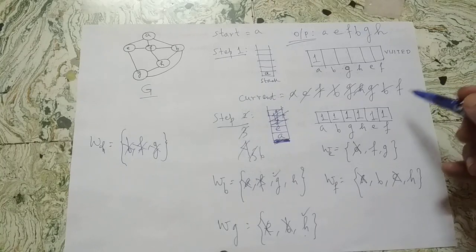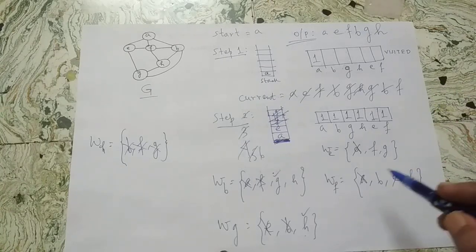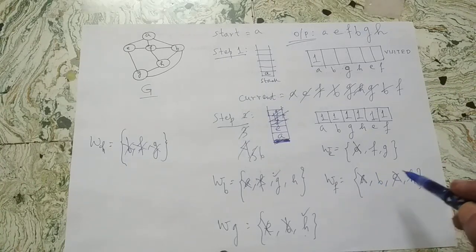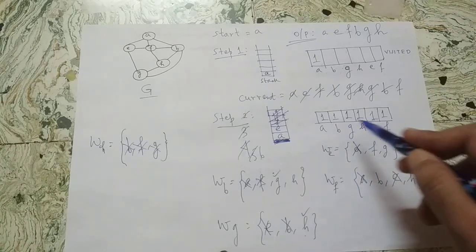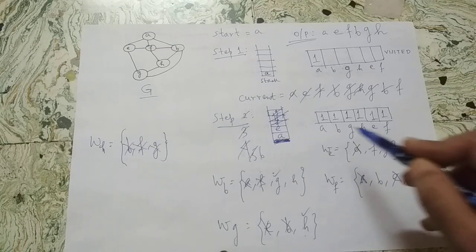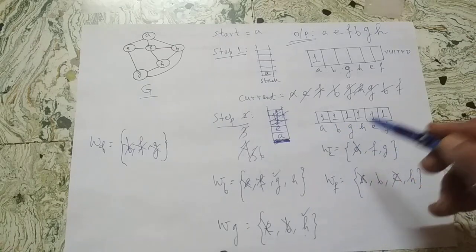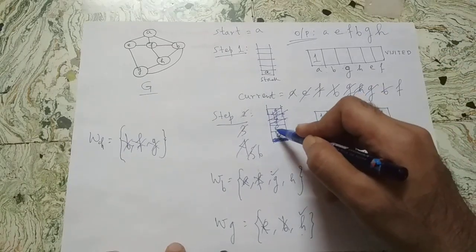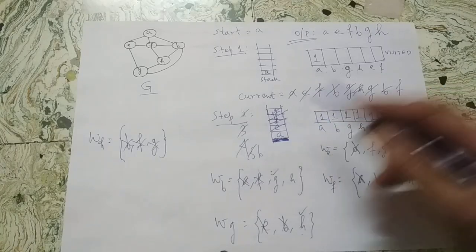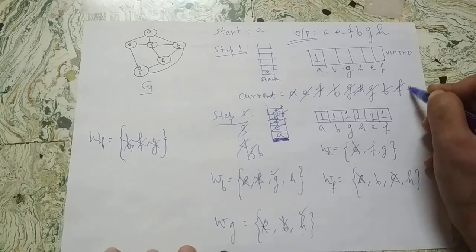Now you look at the adjacent vertices of F. The adjacent vertices of F are A, B, E, and H. Now all these 4 vertices have already been visited. As you can see in the visited array, A, B, E, and H have all been marked as visited, so there's nothing you can do. So you have to pop the topmost element of the stack, which was E, and make it your current vertex.